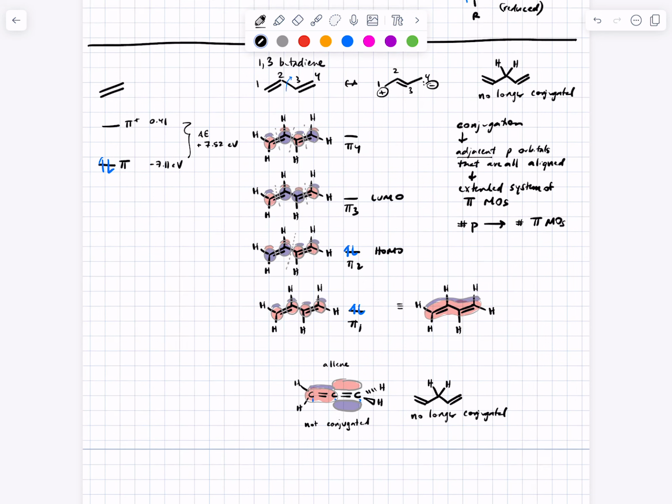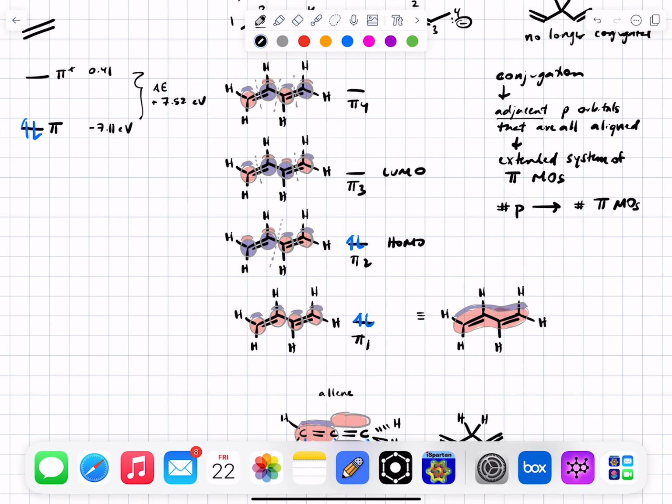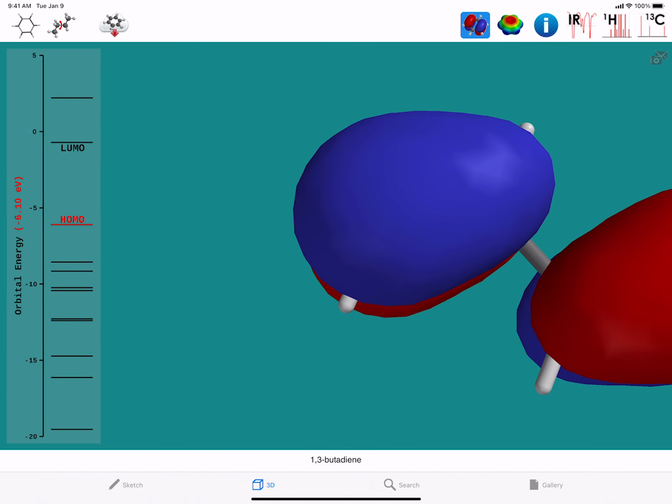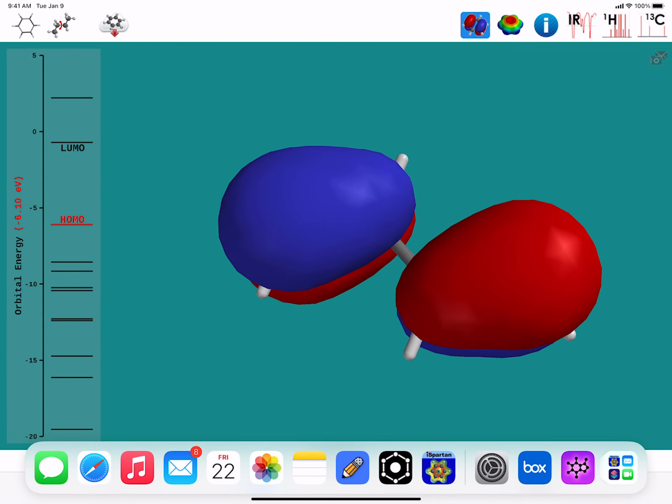I think that should mostly be review. I think we did things like that in our earlier chapters on MO theory. Now, let's go look at the orbital energies. For the HOMO, let's see, I'm trying to zoom in on that number. I have to turn my head to the side. Minus 6.1 electron volts.